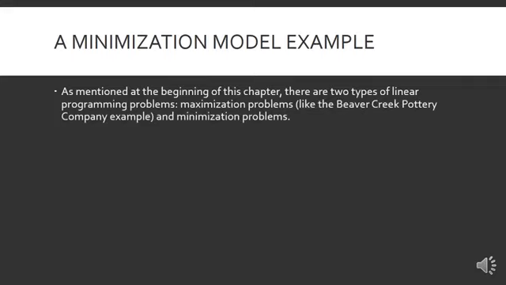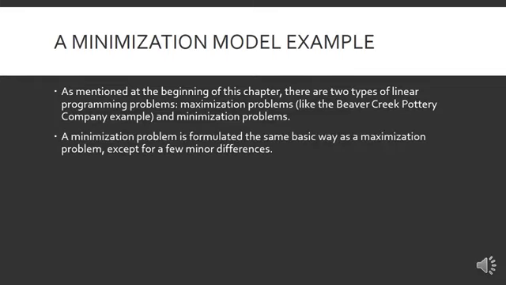As mentioned at the beginning of this chapter, there are two types of linear programming problems. Maximization problems, like the Beaver Creek Pottery Company example, and minimization problems. A minimization problem is formulated the same basic way as a maximization problem, except for a few minor differences.